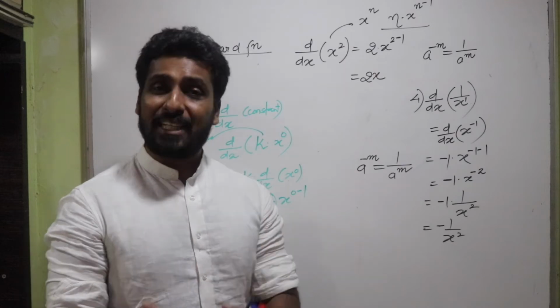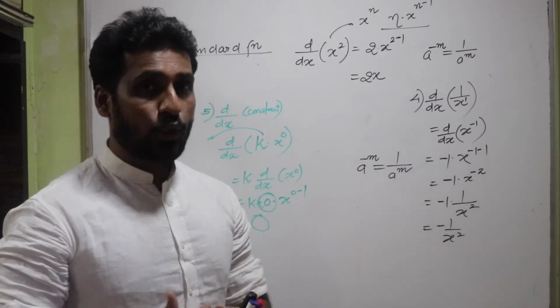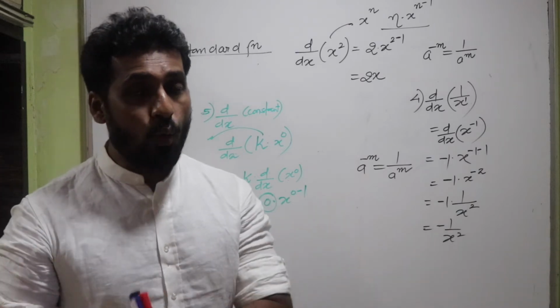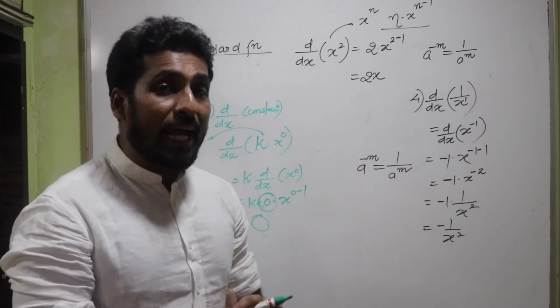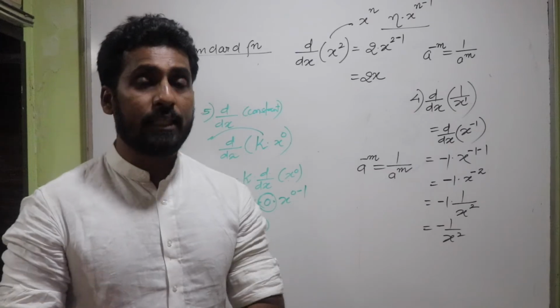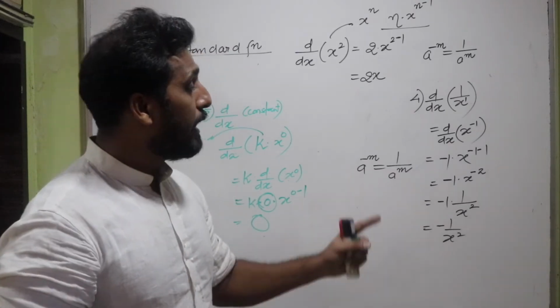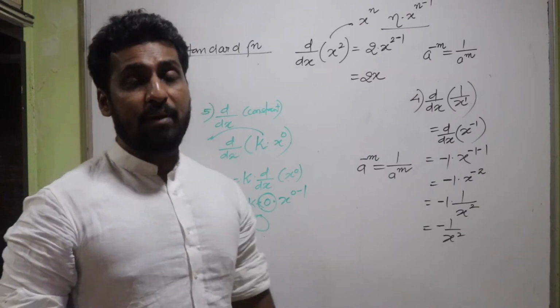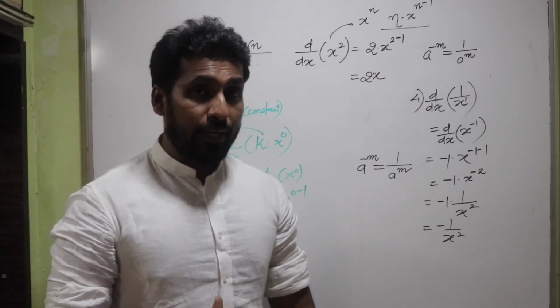So make sure that you have understood these first 5 formulas. The derivative of x raised to n was n x raised to n minus 1. The derivative of x was 1. The derivative of root x is 1 upon 2 root x. The derivative of 1 upon x came as minus 1 upon x square. And the derivative of a constant came 0. Got that part very properly?